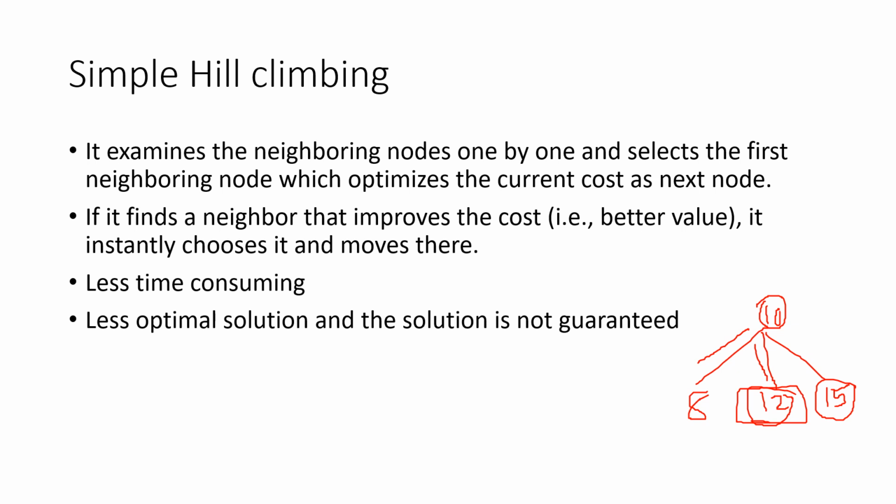And we can say that here, even though 15 is better, the algorithm moves to 12 because it is the first improvement. That is why it is called greedy and short-sighted. Simple hill climbing is fast because it does not evaluate all the neighbors. It is less time consuming, but because it stops at the first improvement, it may miss a much better solution. If no neighbor improves the cost, the algorithm stops, even if a better solution exists elsewhere.